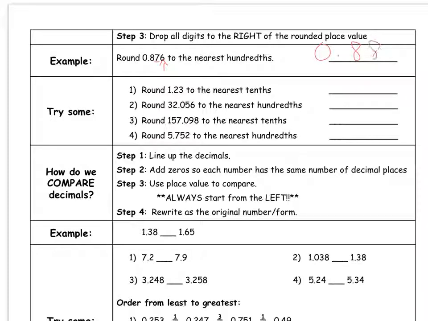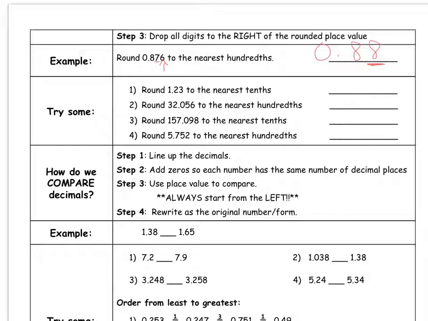0.88. Okay? You notice if I'm rounding to the hundredths place, all the other numbers would drop. So it's very important to drop all digits to the right of the rounded place value. The rounded place value is hundredths. So that's where my number should stop.